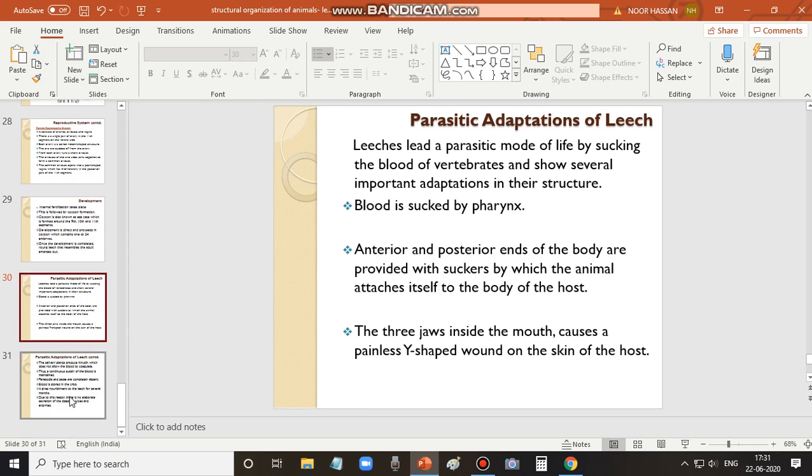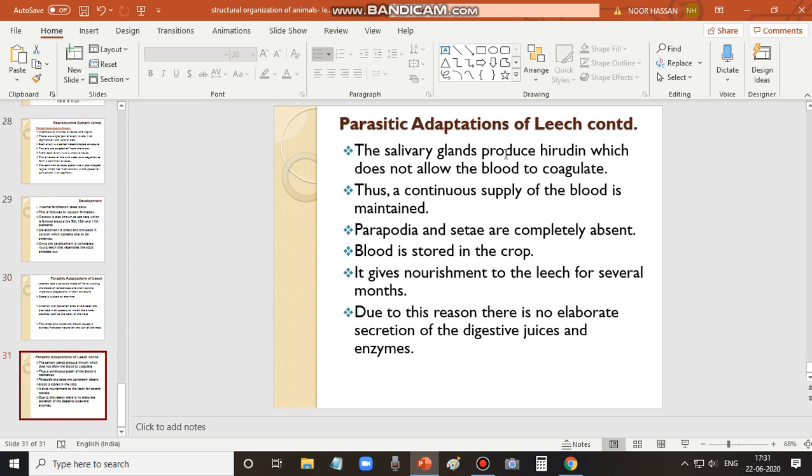Apart from it, the salivary glands produce a substance called hirudin, which we have also learnt. This never allows blood to coagulate, so that the animal can continuously suck the blood. So a continuous supply of blood is maintained, and no parapodia and no chaetae are present. They are completely absent.